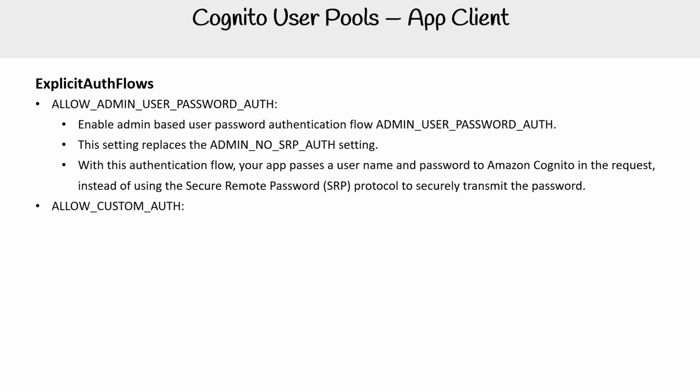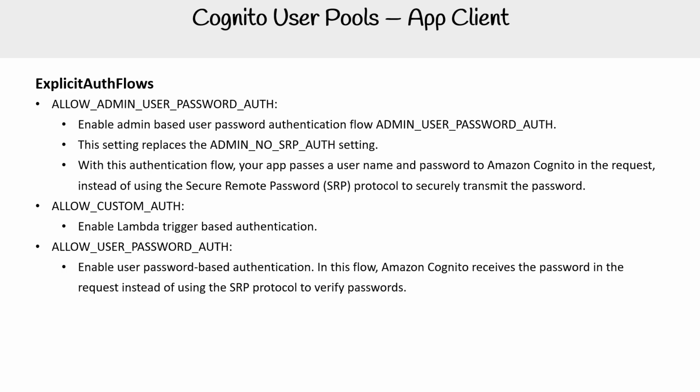We have allow custom auth, so enable Lambda trigger-based authentication. And so, yeah, when you're trying to authenticate with something like API Gateway or other various services, this is what you're going to utilize for the flow. We have allow user password auth, so enables user password-based authentication. With this flow, Amazon Cognito receives the password in the request instead of using the SRP protocol to verify passwords. Then we have allow user SRP auth. You can imagine what this is.